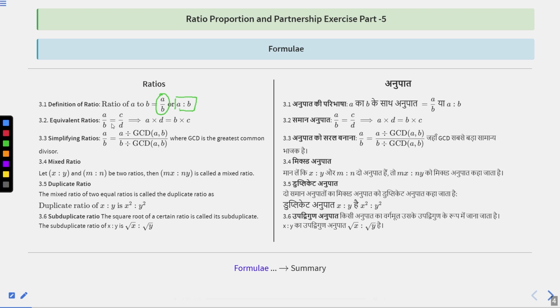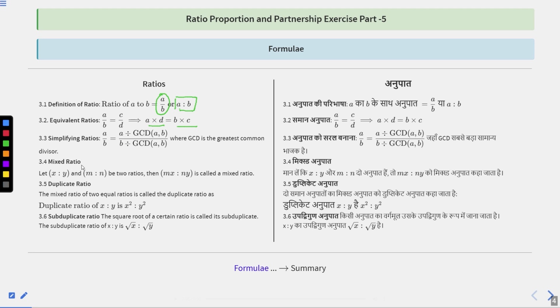Equivalent ratio. If we say that two ratios are equal, then we say that these are equivalent ratios. So we can write it in the form of A into D equals B into C. Now, simplifying ratio. We always remember that a ratio should be in simplified form. What does it mean? It means their greatest common divisor should be 1 only. It means A and B should be divisible only by 1, and no other number.